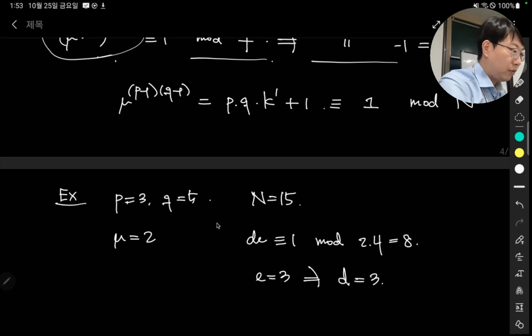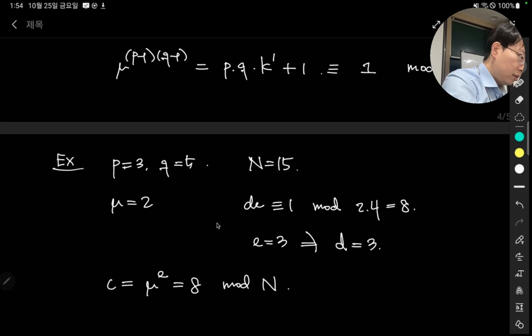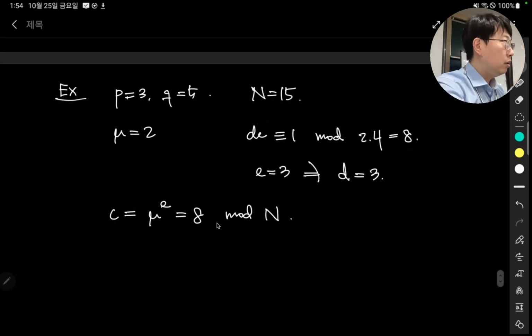It's easy. So let's try to make the encrypted message. Bob prepares C by taking mu to the power of E, which is the public key, which is 3, so that's 8. And he tries to mod out by 15, but it is 8 after mod out, so it's 8. So 8 is sent to Alice.